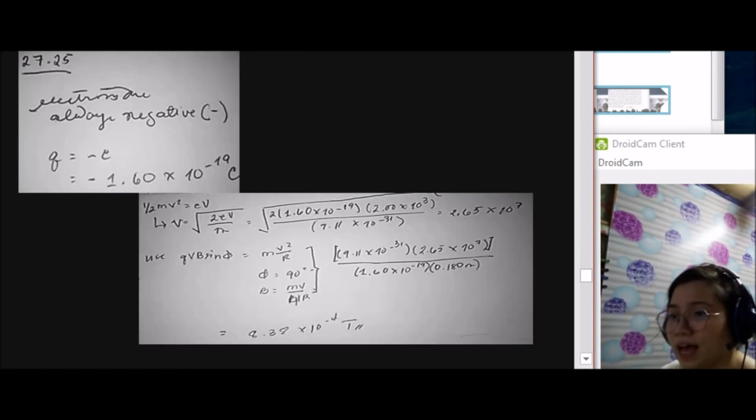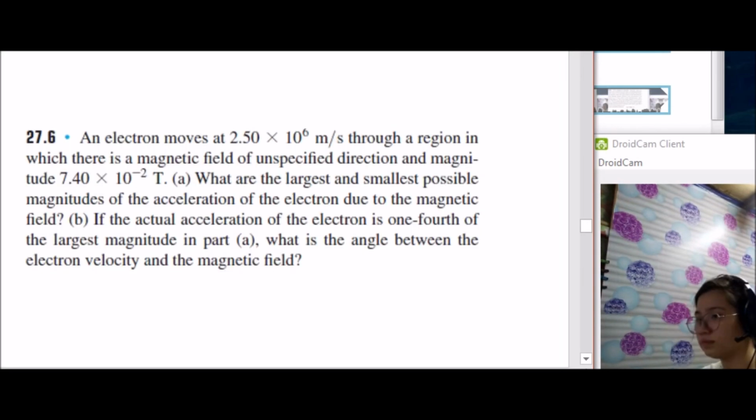So the next one, our last one: an electron moves at 2.5 times 10 to the 6th, and the magnetic field is 7.4 times 10 to the negative 2, that's the magnitude. The first question is what are the largest and smallest particle magnitudes? And if the actual acceleration is 1/4 of the largest in part A, what is the angle?